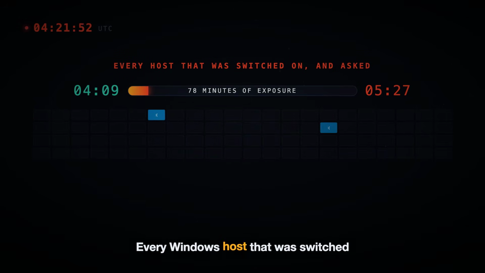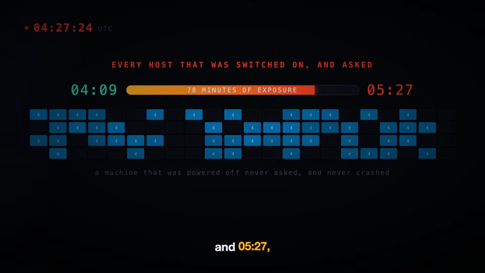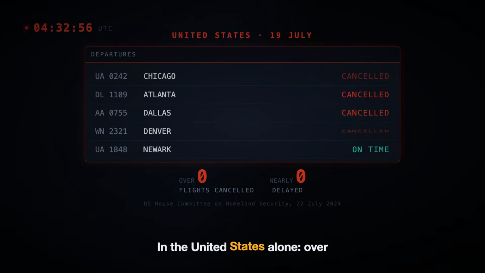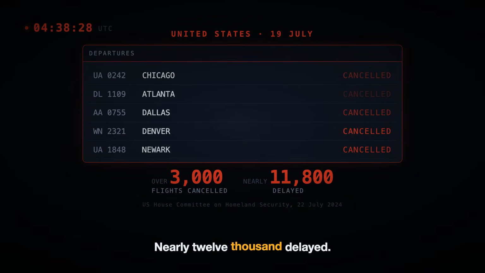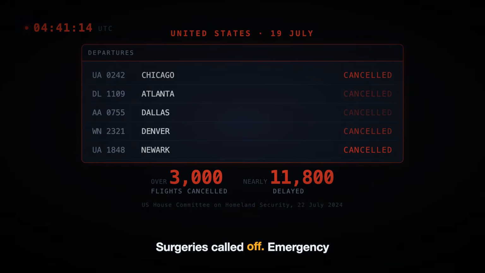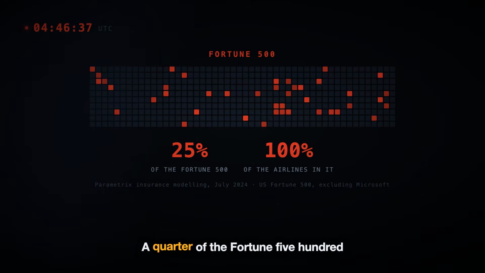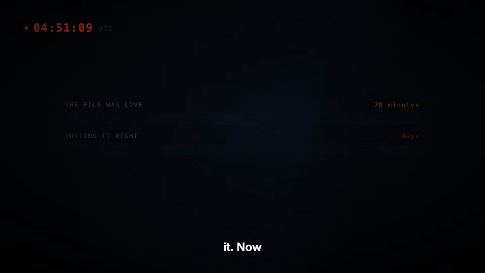Every Windows host that was switched on between 0409 and 0527 and asked for the update got it. In the United States alone, over 3,000 flights canceled, nearly 12,000 delayed, surgeries called off, emergency call centers degraded. A quarter of the Fortune 500 was hit, every airline in it.